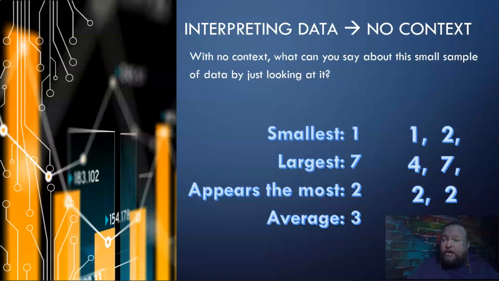Other things we can do. I got new information out of that data. I have the terms smallest and largest. That's new information we found from here. Things like appears the most. That's new information. 2 appears the most is a new piece of information pulled out of the data that maybe is important if we had some context to this, but right now we don't.